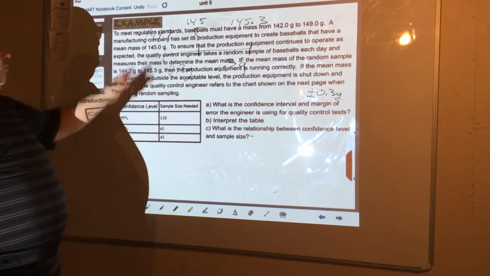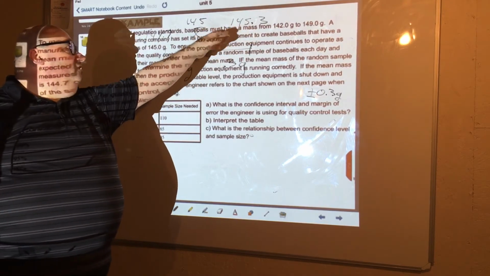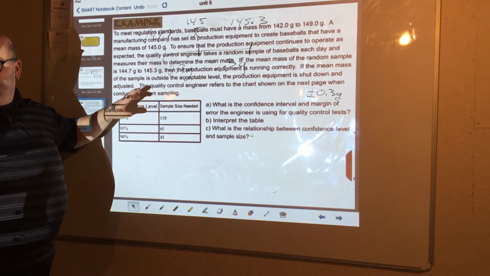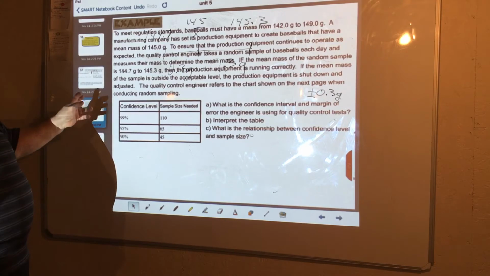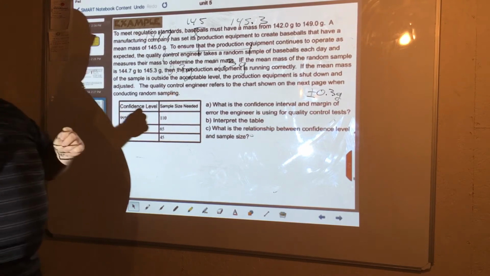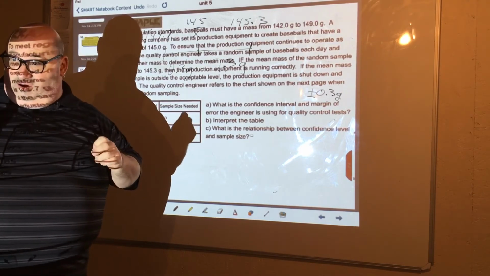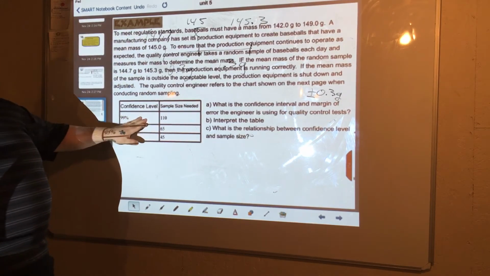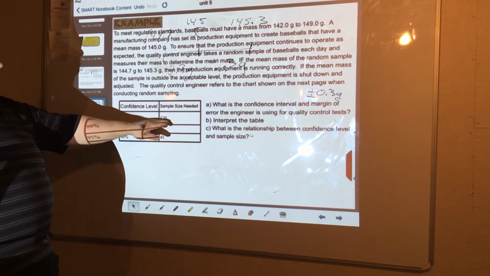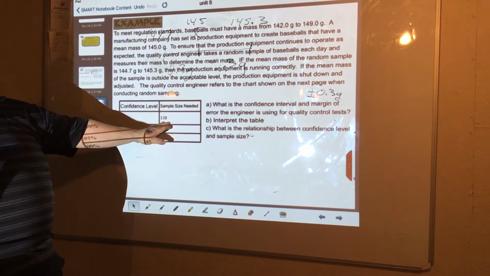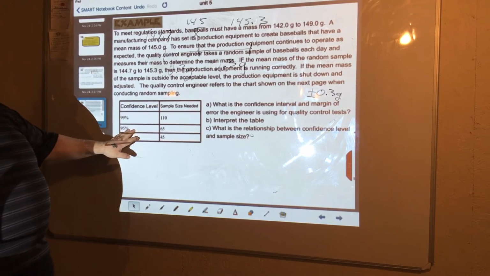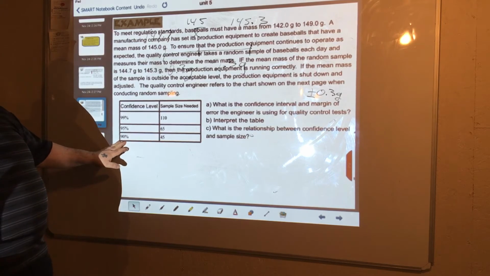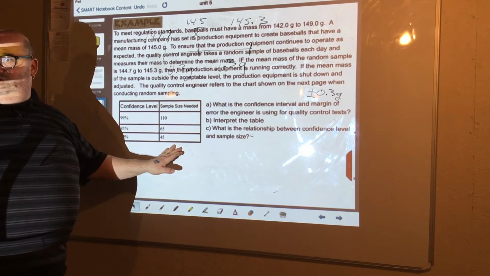Our confidence interval, 144.7, 145.3, yeah? Let's look at this. Does that make sense? Okay. So, if they want to have confidence in their testing, all right? If they want to have 99% confidence, they need to test 110 balls. If they want to have 95%, they need to test 65 balls. If they want to have 90%, they have to test 45 balls, right?